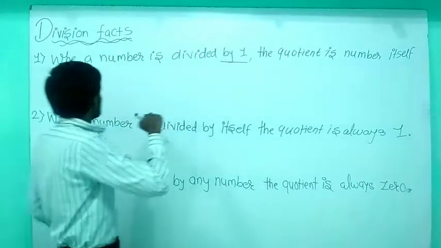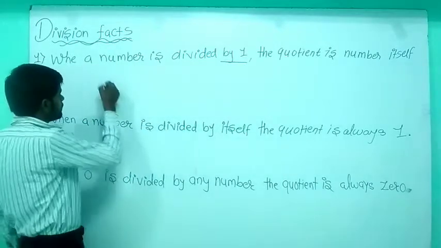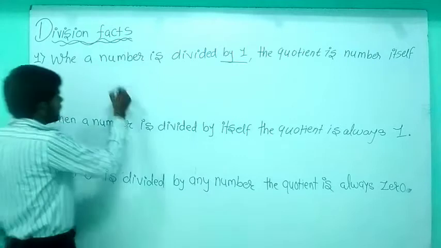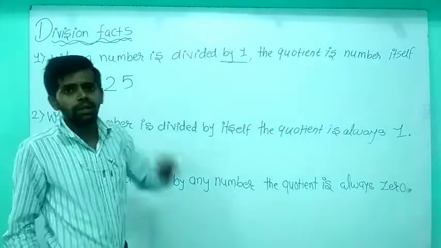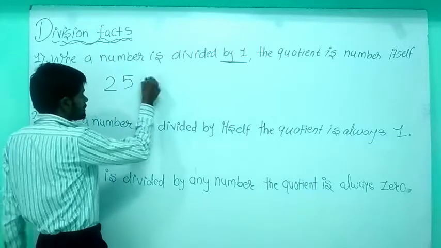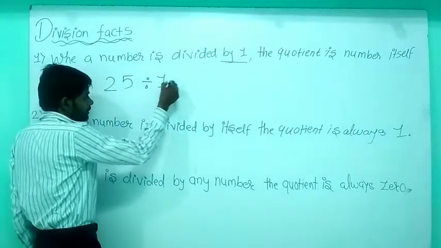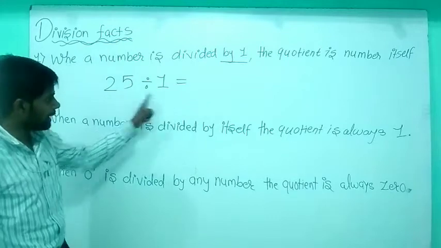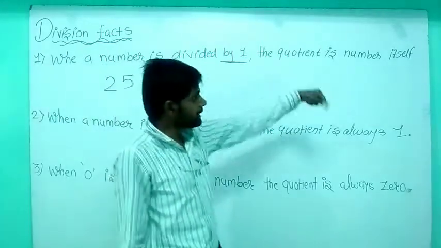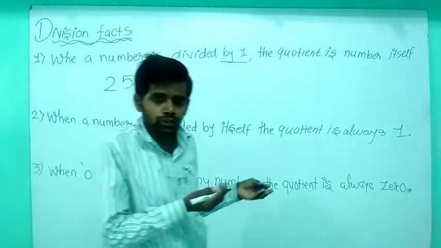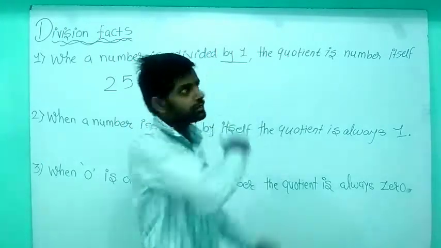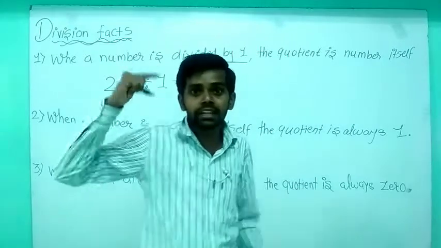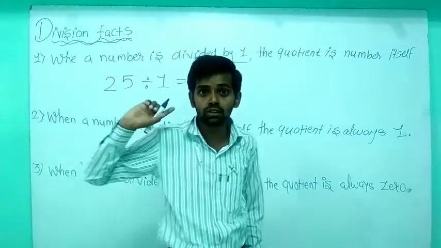That means, let us suppose there is a number, I am taking 25, which is divided by 1. Now I am dividing this number by 1. When you divide the number by 1, the quotient is the number itself. What is meant by quotient? The quotient is the result of division.